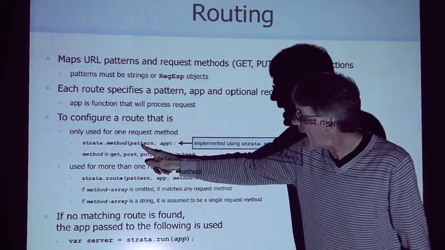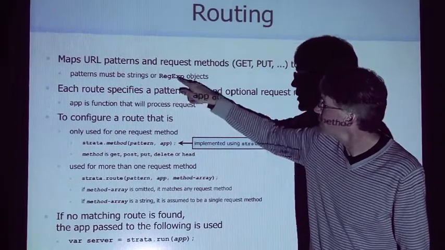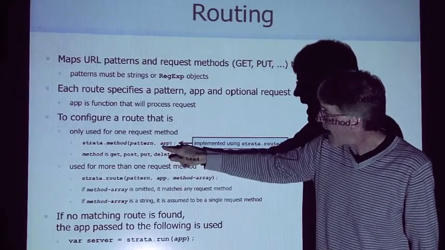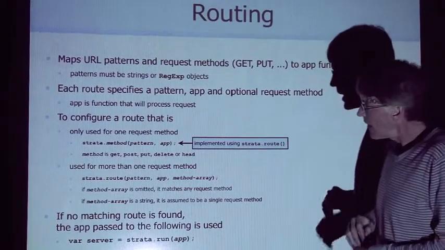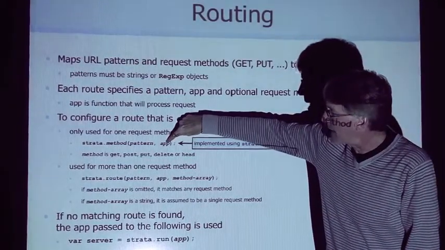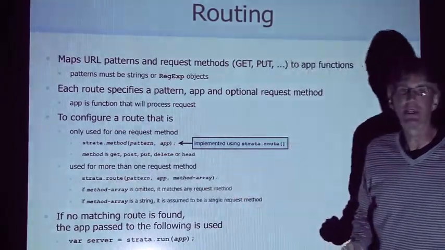And then I can give it a pattern, what the URL needs to look like, and that pattern can be a string or a regular expression. And then app is just a JavaScript function that's going to get a chance to construct the response for this request. If I want to use the same app for multiple methods, then I can use strata.route instead.